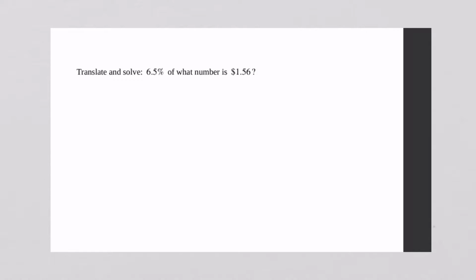Okay, with this problem right here, I want you to notice that there's a dollar sign in the problem. So that means you need to probably consider that your answer is also going to need a dollar sign. So here's my percent of what number is my of. This is my is. So I've got $1.56 over x is equal to 6.5 over 100.